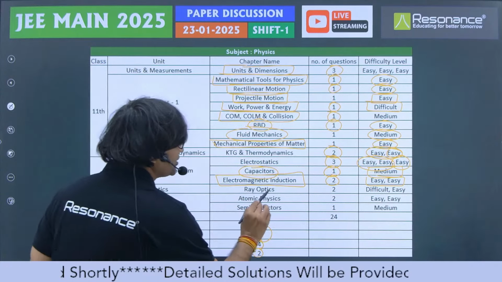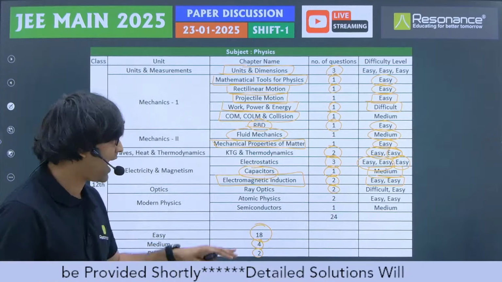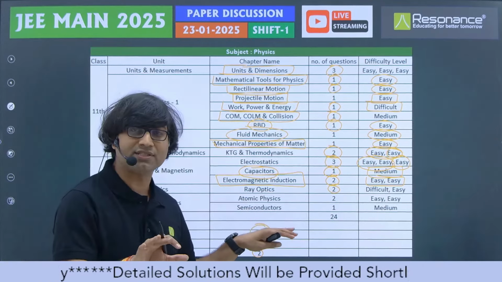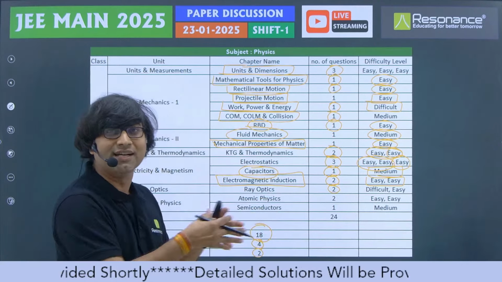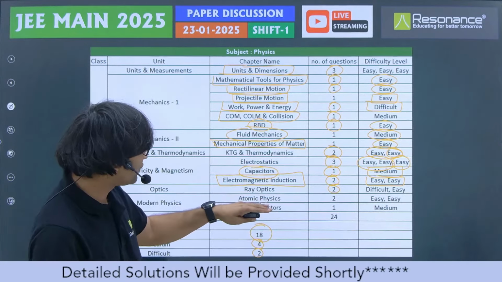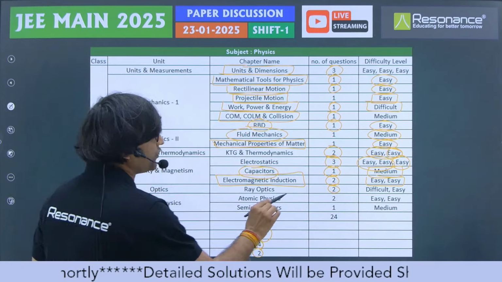Now next is ray optics, and from ray optics 2 questions were asked. This is a chapter from where we are consistently getting questions: ray optics, atomic physics, in fact semiconductors also, units and dimensions. So from ray optics we got 2 questions.